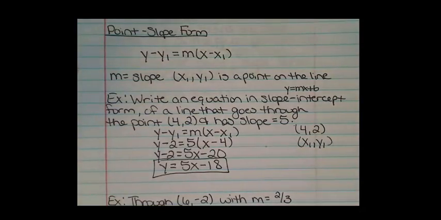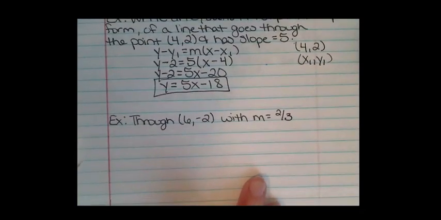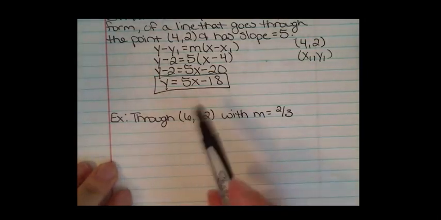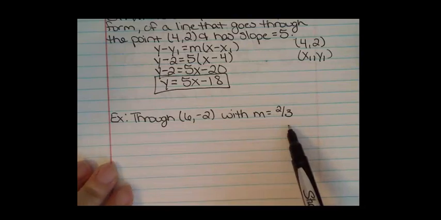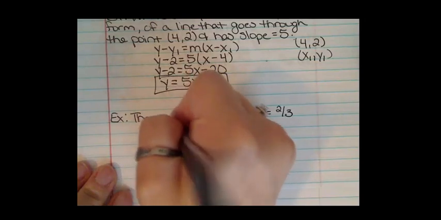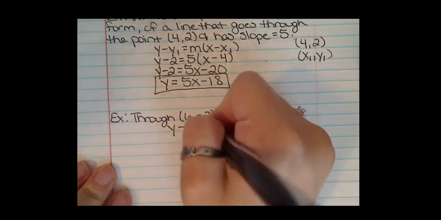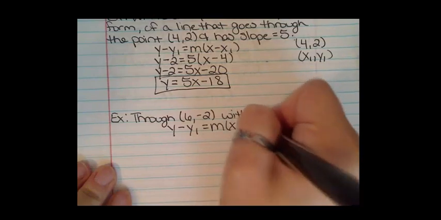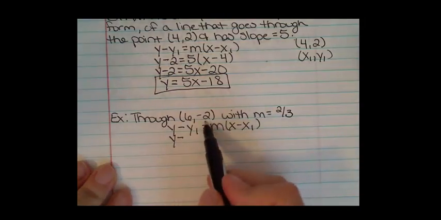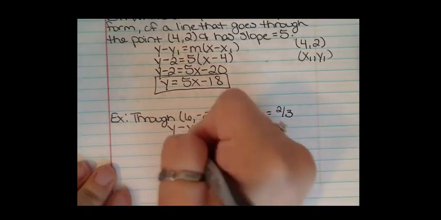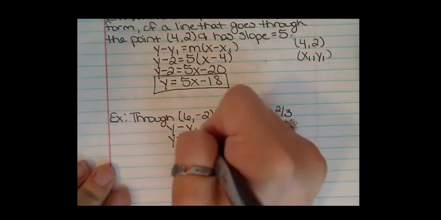Let's do another one. So now we need to find a line that goes through (6, -2) with a slope of 2/3. We're going to do this exactly the same way. We have y minus y1 equals m times x minus x1. So y minus, and then the y1 is -2, so that would make that a +2, equals 2/3 times x minus, our x1 is 6.